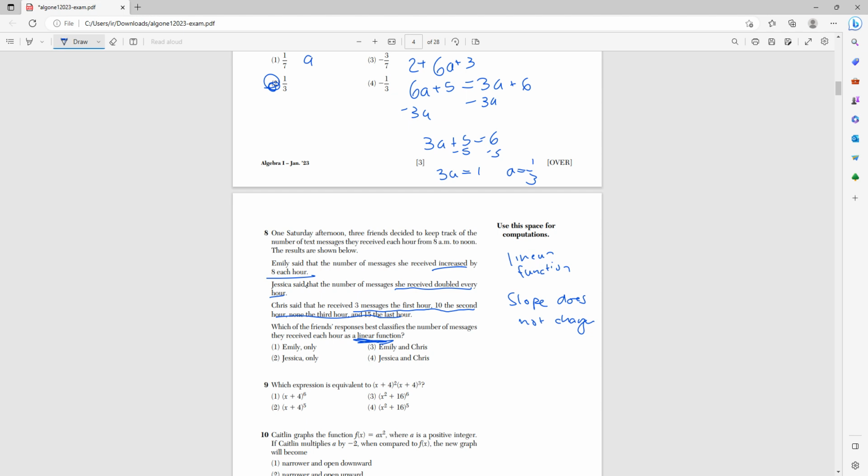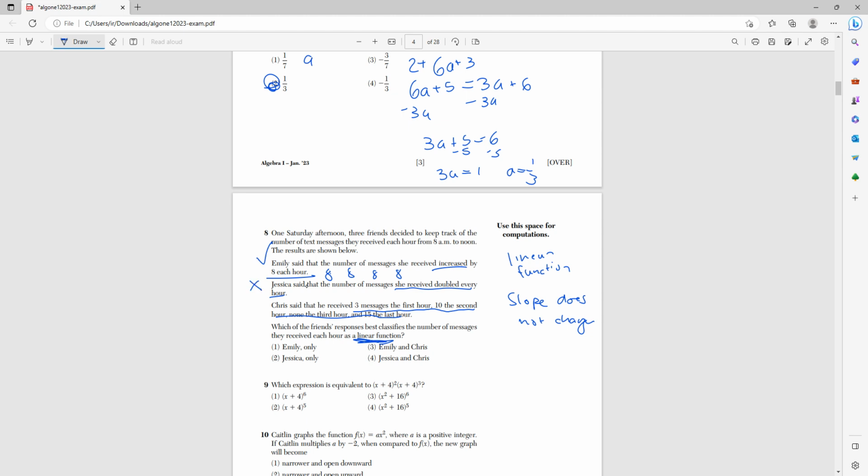So let's look here. It's saying that Emily said the number of messages she received increased by 8 each hour. What this is saying is that if you look at the total number of messages each hour, 8 is being added on. So the first hour, 8 were added, second hour, 8 were added, third hour, 8 were added, and the fourth hour, 8 were added. So this is linear, right? Because the slope doesn't change. Here, their slope is 8. She's receiving 8 messages each hour, and this 8 doesn't change. So Emily is valid, right? She's linear. If you look here, Jessica said that the number of messages she received doubled every hour. This is exponential.